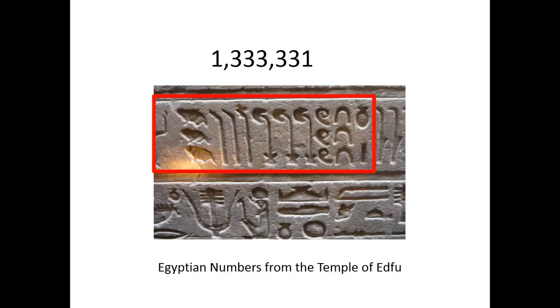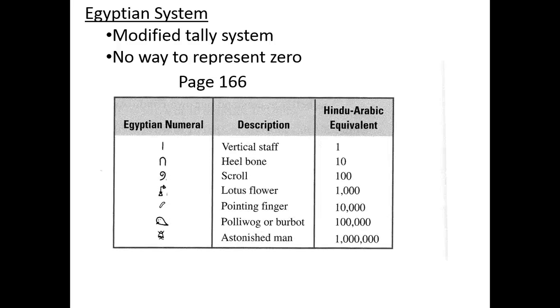This is actually a representation of the number 1,333,331. So how did the Egyptians make their numbers? Well, it was a lot different than the way we make our numbers. It was called a modified tally system. So a tally system, basically we use symbols to count things, and there's no place value involved. The Egyptians also did not have any way to represent the number 0.